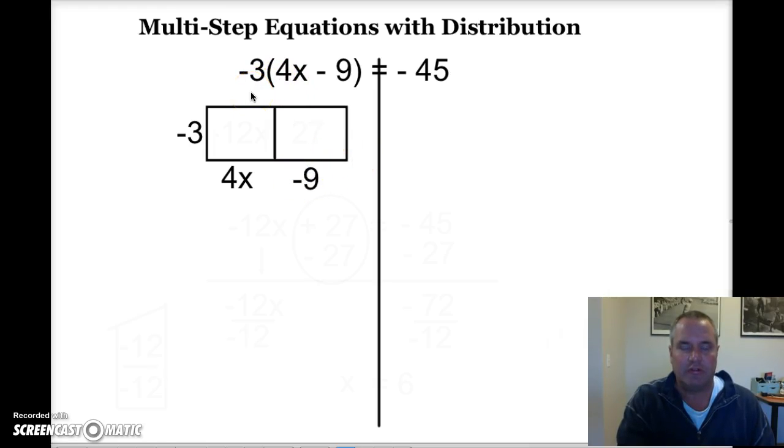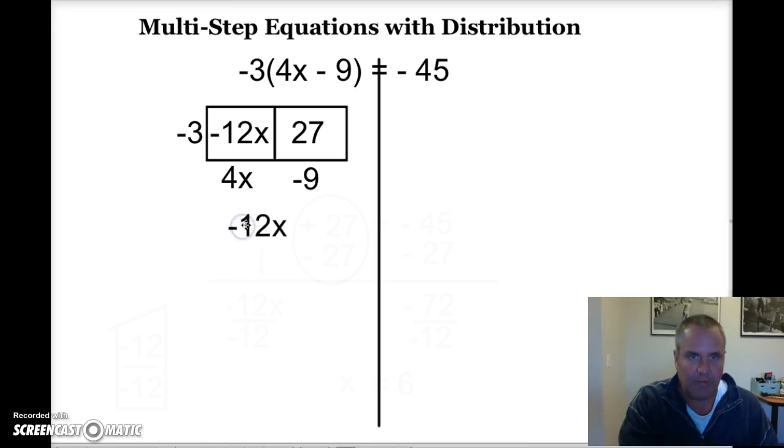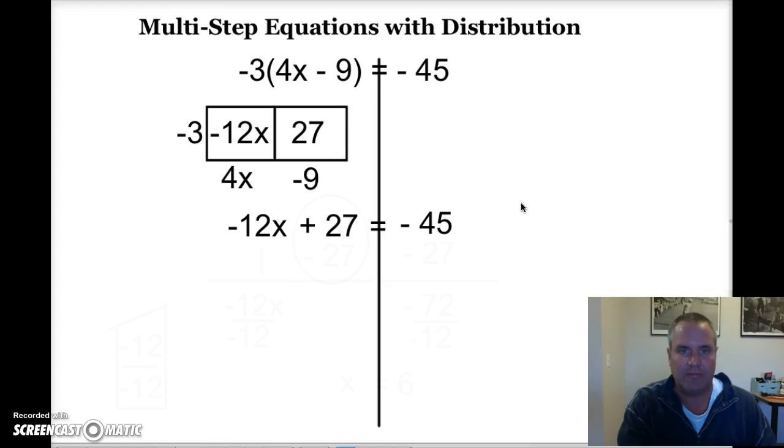Now to do the distributive property, I'm going to take negative 3 times 4x. On my generic rectangle, that's negative 3 is this dimension and 4x is that dimension. When I do that, I get negative 12x. And then I'm going to take negative 3 times negative 9. In my generic rectangle, this length is negative 3 and this length is negative 9, and my area of that rectangle is going to be 27. So my new equation is going to be negative 12x plus 27 is the same as negative 45.